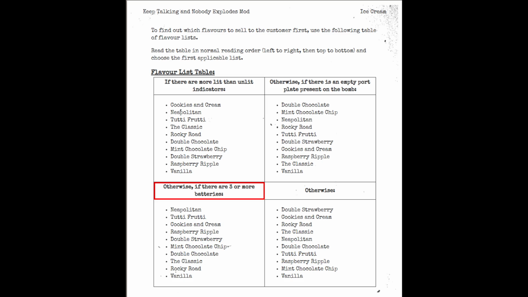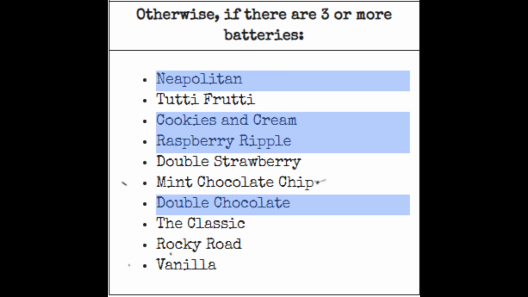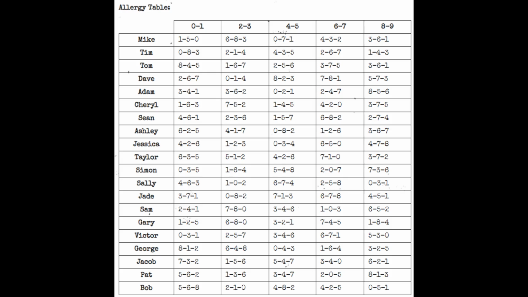Based on what we are selling, the list of most to least popular flavors is Neapolitan, cookies and cream, raspberry ripple, and double chocolate. Before we sell anything we need to know what Jade is allergic to. Luckily, we have a table of all the possible customers telling us what the customer is allergic to depending on the last digit in the serial number.